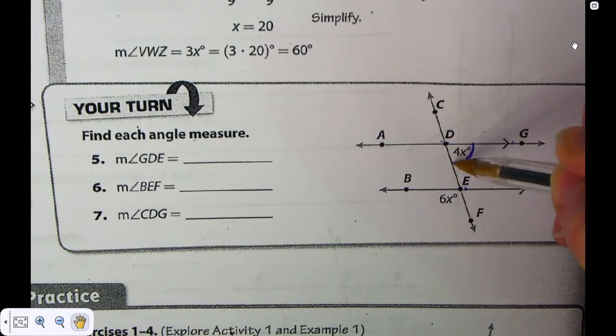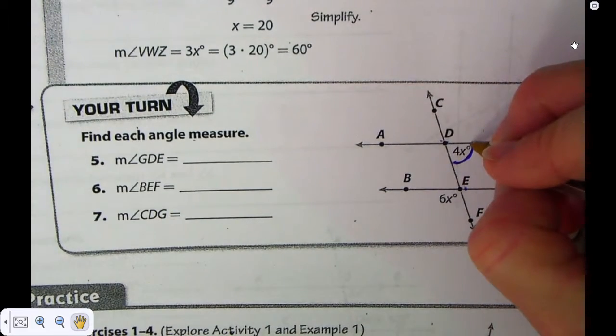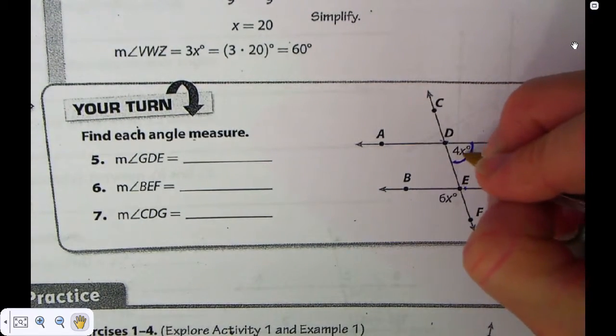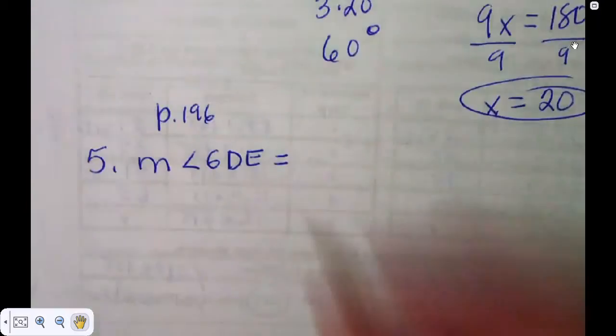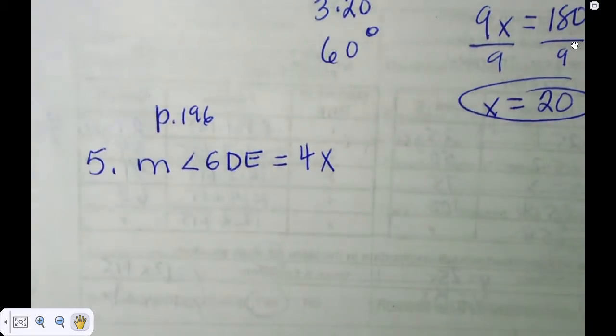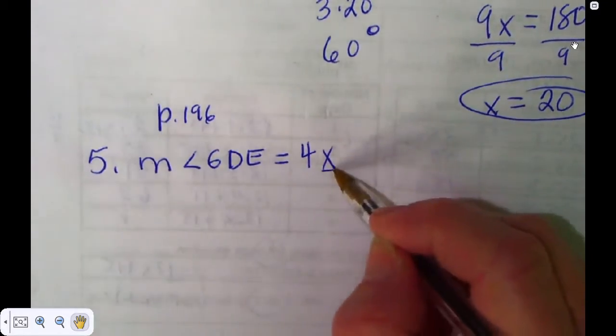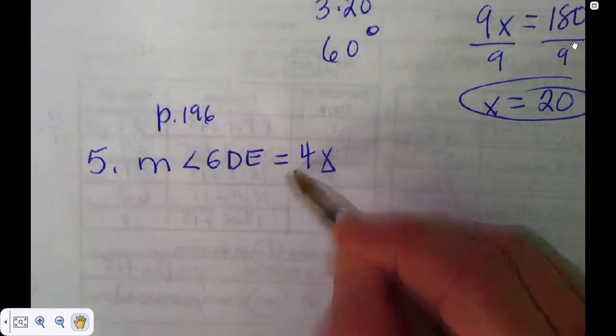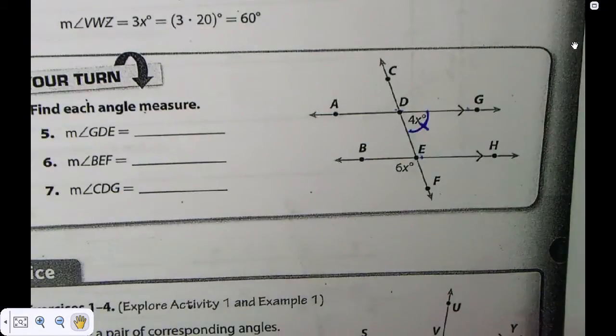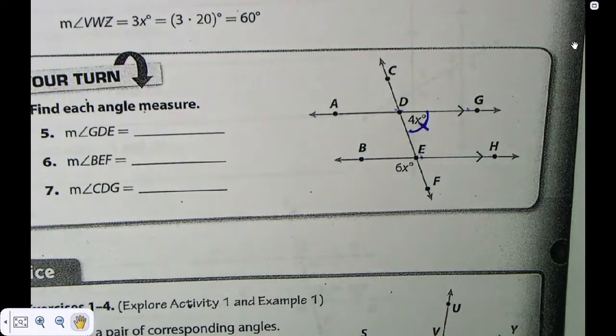So put a little arc right there, and put one line through it. You'll see why in a minute. So that's going to be 4x. Again, we've got to find x before we can find 4 times x. So let's go study them. Oh, there's something cool. I love it. I hope you're thinking and you're looking at the diagram and you're seeing what you know, what you don't know.